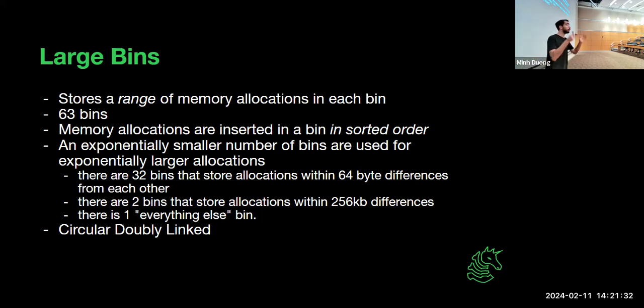partition for the bins. So for the first 32 large bins, the difference in ranges that it will store is 16 bytes. Then we go to the next 16 bins, and the difference in ranges is 64 bytes, and so on. And so for the final 2 bins, the difference in ranges between those 2 bins is 256 kilobytes of allocation memory. And then there's one everything-else bin if you just have massive allocations. Each of these, again, are circularly doubly linked within each bin. And so that covers all these binnings that malloc will do depending on what is free, how large it is, and what's adjacent to it.